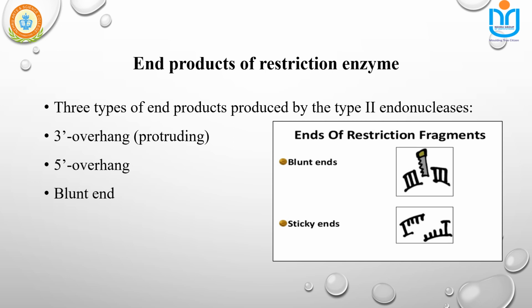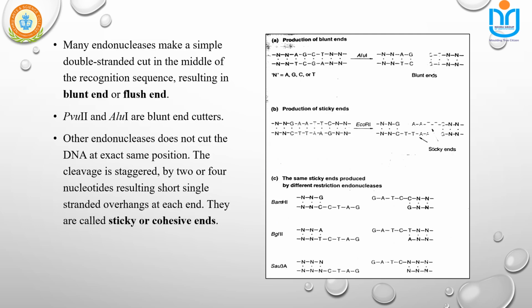End products of restriction enzyme. Three types of end products are produced by the type 2 endonucleases: 3' overhang, 5' overhang, and blunt end. Many endonucleases make a simple double-stranded cut in the middle of a recognition sequence, resulting in blunt end or flush end. PvuII and AluI are blunt end cutters.